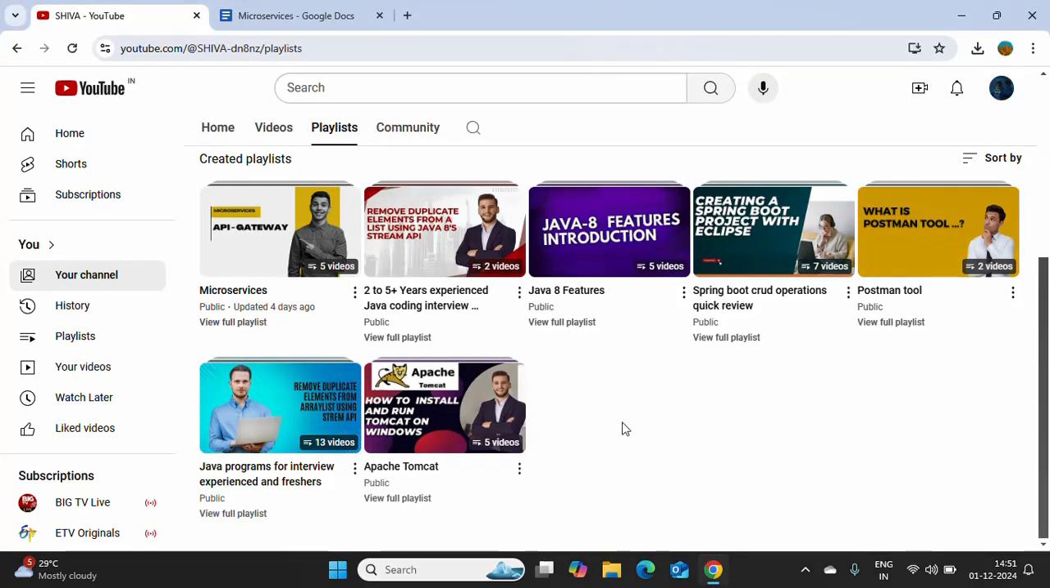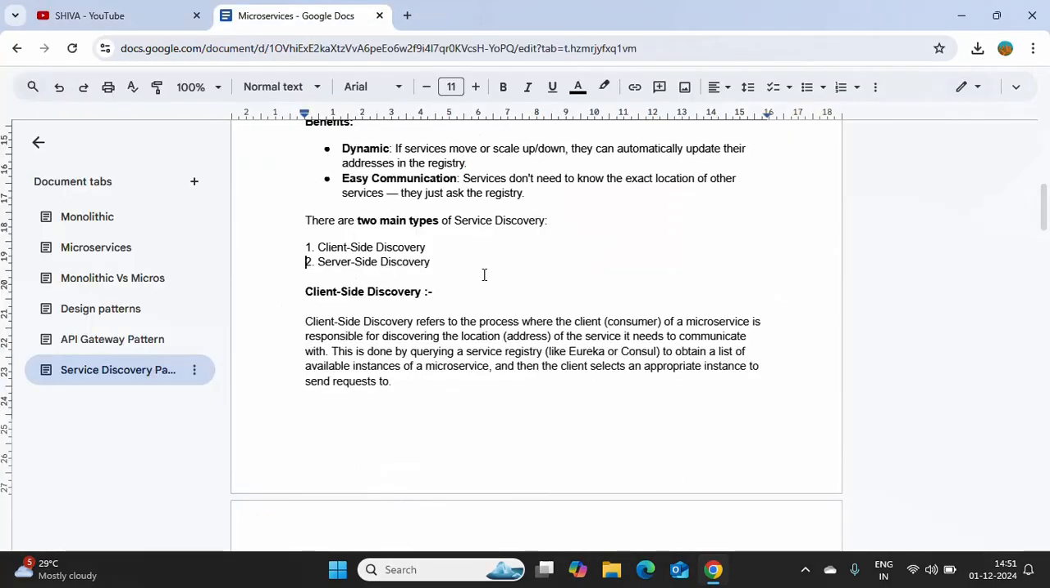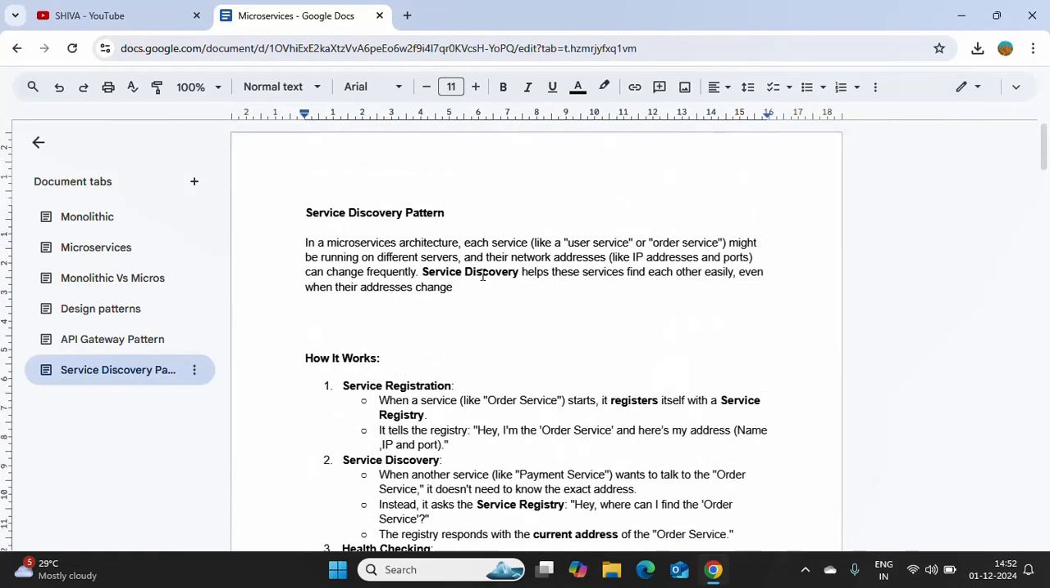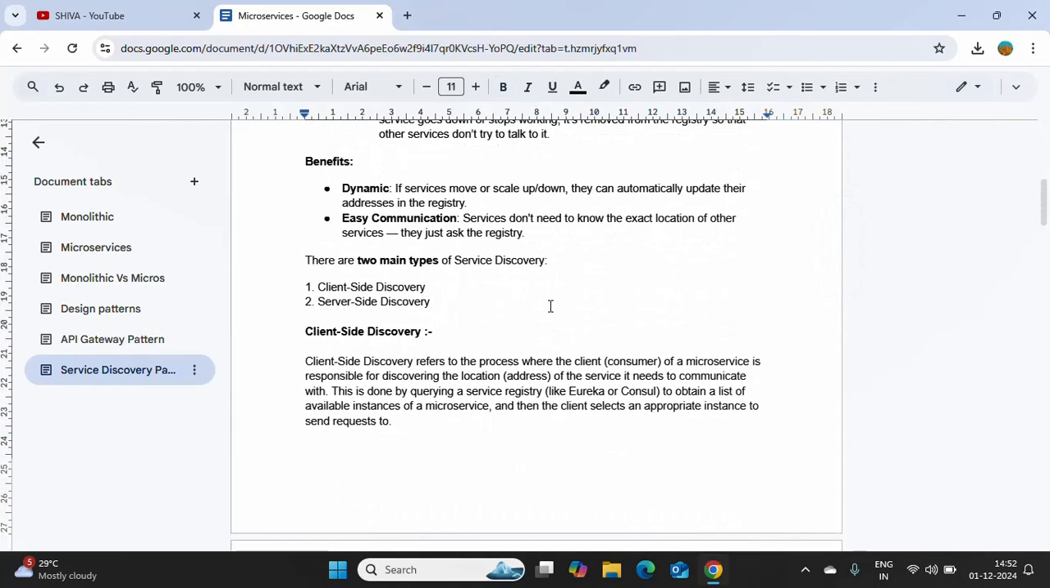In this video, we are going to discuss the client-side service discovery pattern. In the previous video, we covered what the service discovery pattern is and what it is used for, and where we are going to use it in the microservice architecture. In this video, we are going to understand how many types the service discovery pattern is divided into, and we are going to discuss the first one.